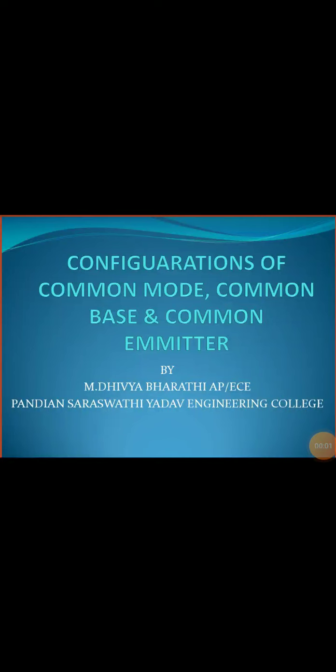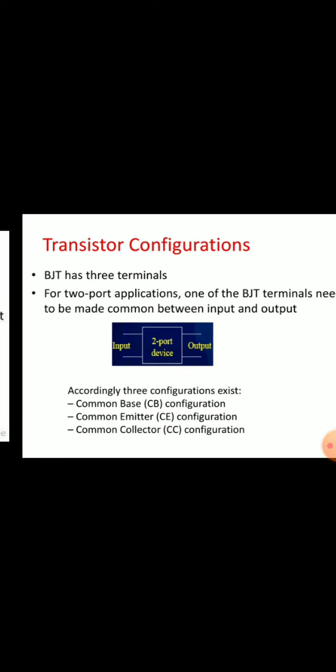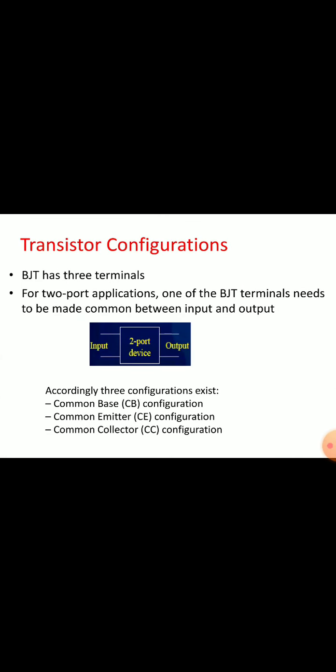So, good morning students. Today we are going to see the configurations of the BJT, bipolar junction transistor. Okay, what's first? What is the transistor connection? BJT has three terminals. We all know that. It's a two-port device also. First, what does transistor connection mean?